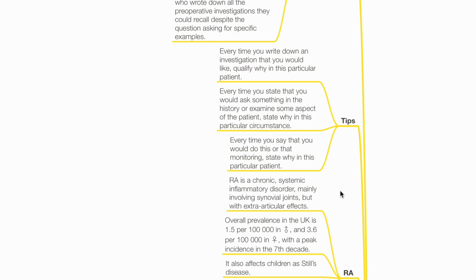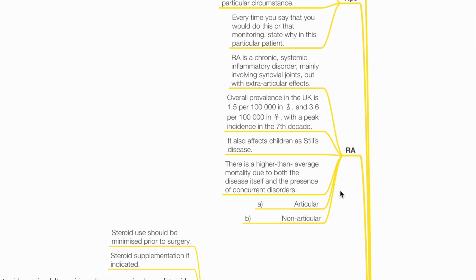Rheumatoid arthritis is a chronic systemic inflammatory disorder, mainly involving synovial joints but with extra-articular effects. These have been discussed in Part A and Part B. Overall prevalence in the UK is 1.5 per 100,000 in males and 3.6 per 100,000 in females, peak incidence at the 7th decade. It also affects children as Still's disease. There is higher than average mortality due to both the disease itself and presence of concurrent disorders.